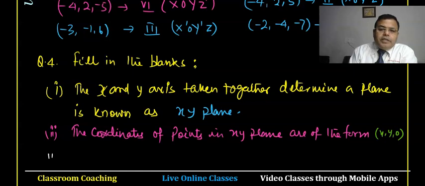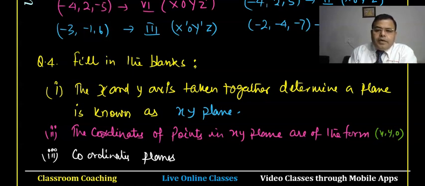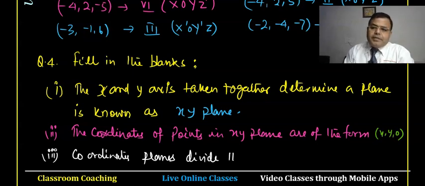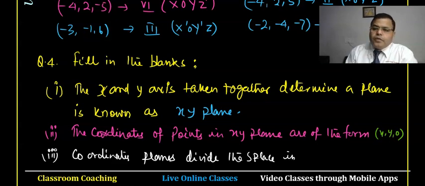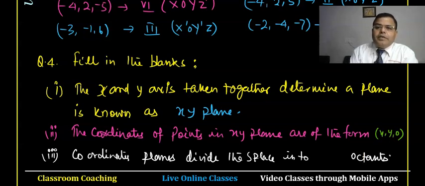Now the next point is the third. Coordinate planes divide the space into octants. How many octants? That is 8 octants, right? So these are all the questions given in this exercise. I hope you understood it.